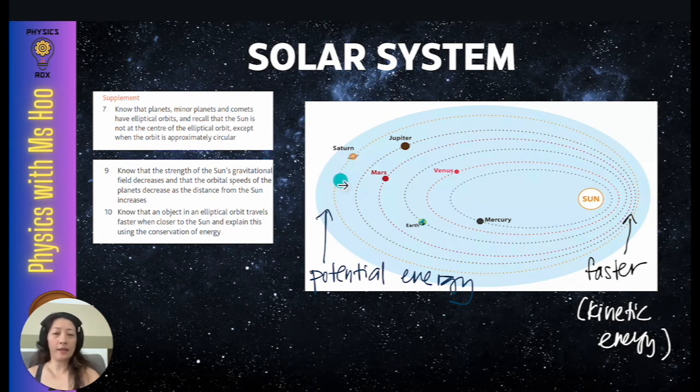So there is a constant conversion from potential energy to kinetic energy. So when it's faster here, more kinetic energy. Then as it moves away, it slows down, it is converted to potential energy before becoming kinetic energy again. So you have to know how to explain this change in the energy and the speed using the concept of conservation of energy this way.